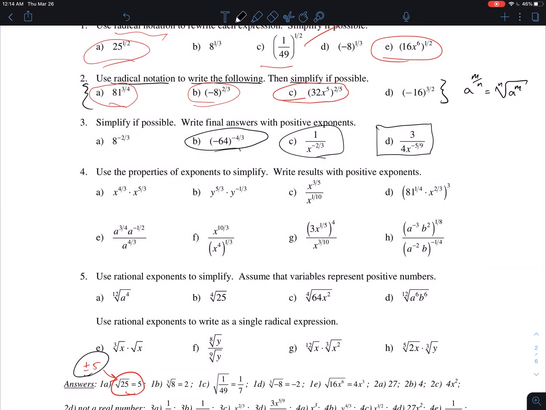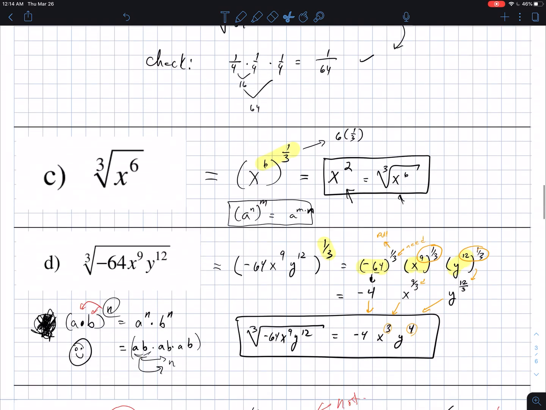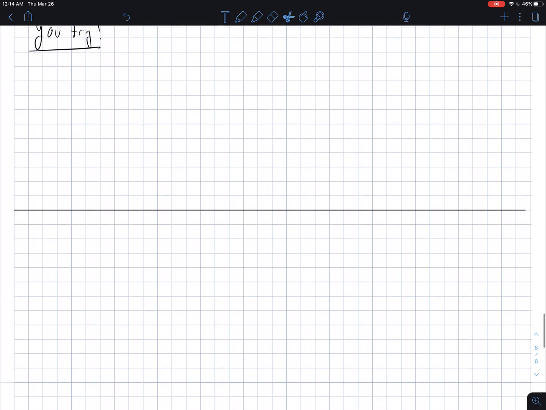And let's do some basic ones first. So number 4, use properties of exponents to simplify. Write results with all positive exponents. And this is kind of like a fun little game. You can do this a lot of different ways and have fun with it. But basically remember the fundamental rules of exponents and working with them are always correct. So let's paste this. We'll stretch that out a little bit.